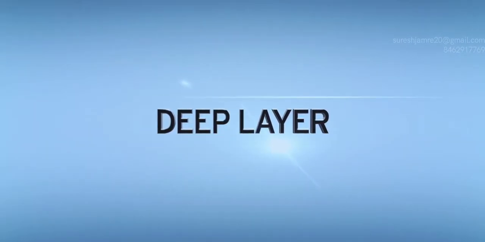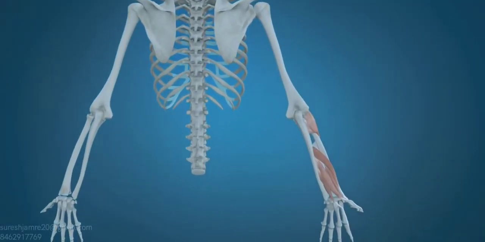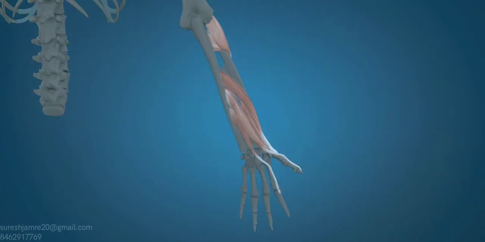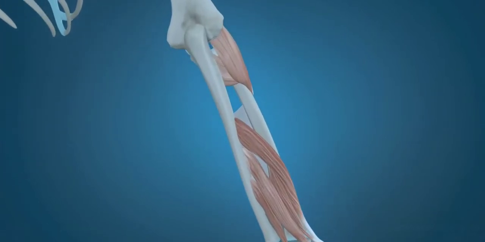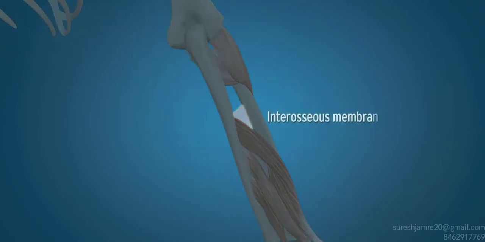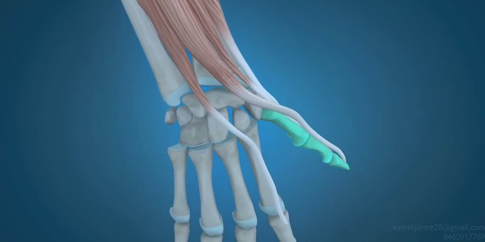Deep layer. The 5 muscles of the deep layer, except supinator, share a common origin, that is, the posterior surfaces of the radius, ulna, and interosseous membrane, and pass into the thumb and fingers.